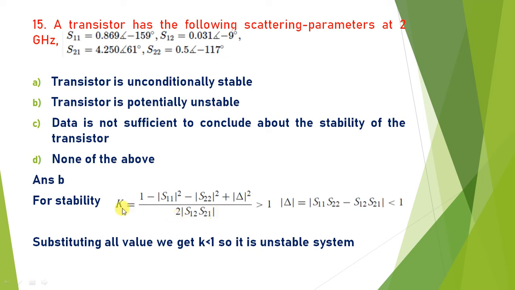In order to find the value of K, we need to find delta first. Delta is given by this equation: delta is equal to mod S11 S22 minus S12 S21. For unconditional stability, the K value must be greater than 1 and the delta value must be less than 1. If you put in all these values, you have to put only the magnitude, no need to put the angle. Then we will find that the K value is less than 1, which means it is an unstable system. So the answer is B.